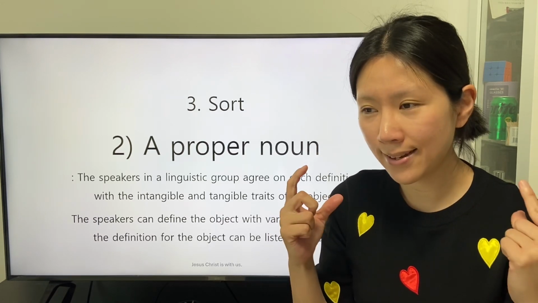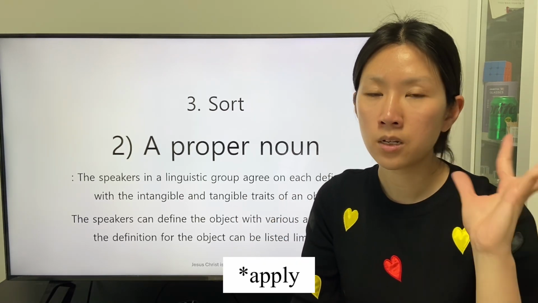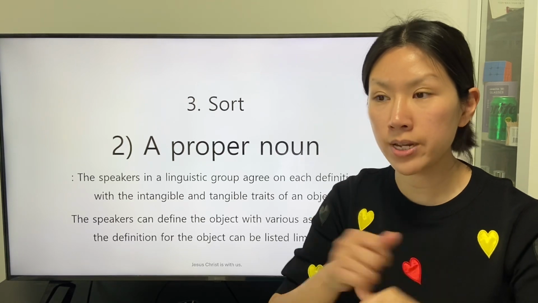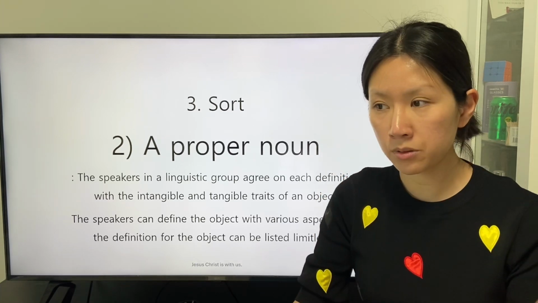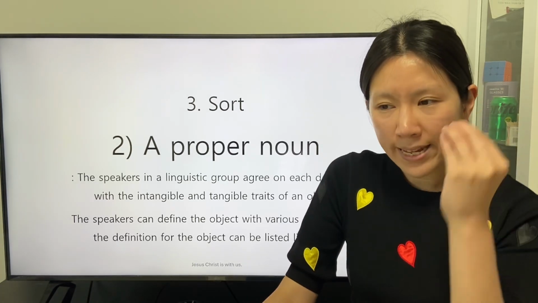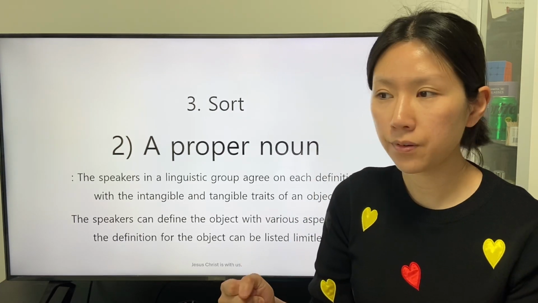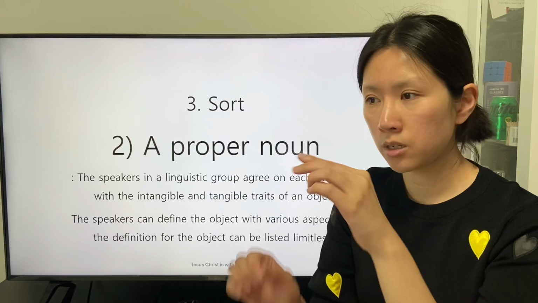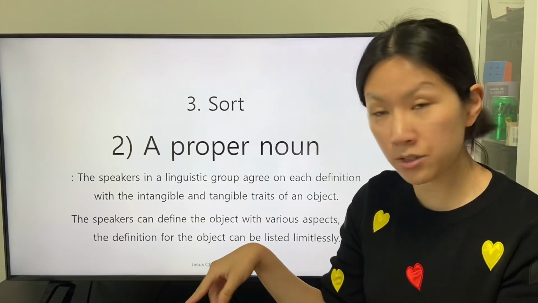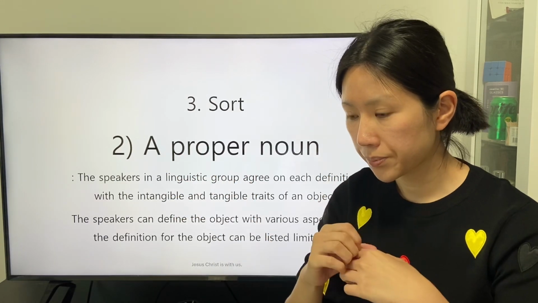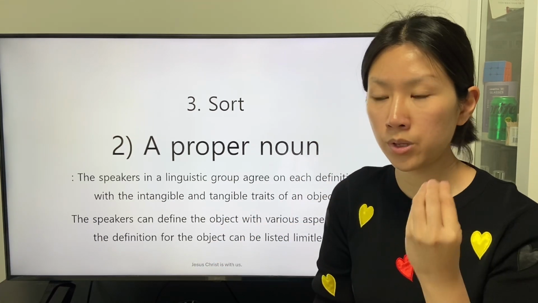The speakers in the linguistic group use the distinctive experience, condition, or action to define an abstract noun. Each definition is accepted in the linguistic group. Every definition that is defined with the experience, condition, or action that is intangible is integrated as the definition for the abstract noun.